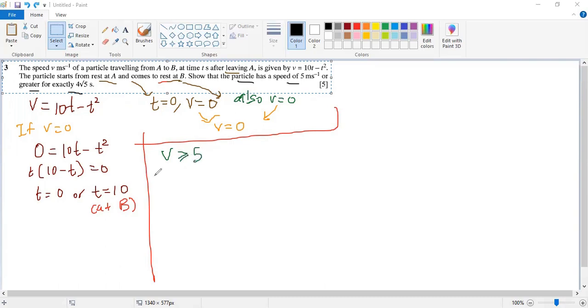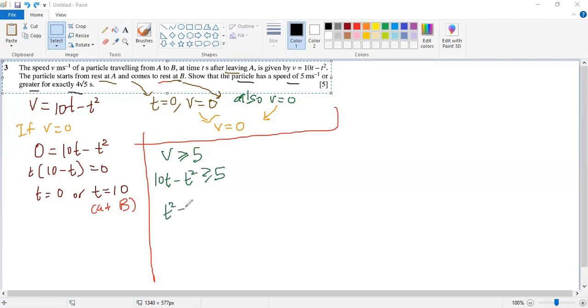So let's use the formula. So 10t minus t square is bigger or equal to 5. So it's becoming a quadratic inequality. Okay, the reason why I found the B is because they mentioned it comes to rest at B, and that was to tell us the range. Okay, so later I'll tell why. You'll see later the part comes in handy here.